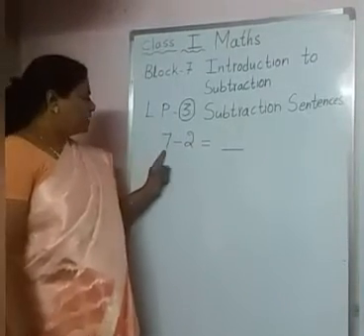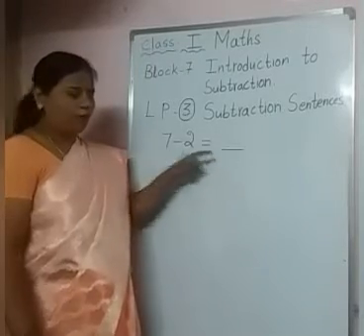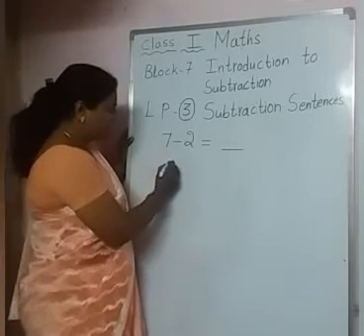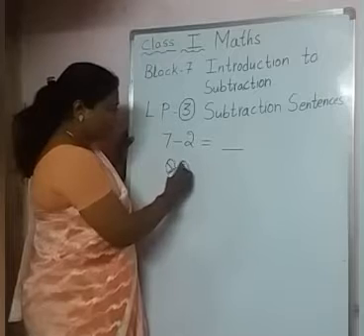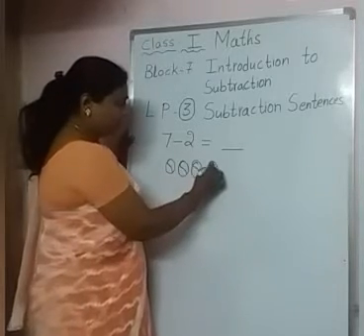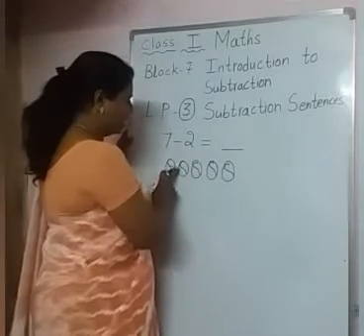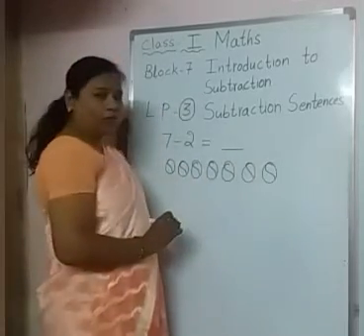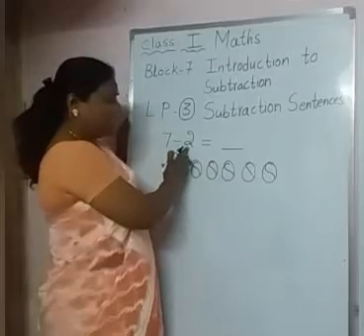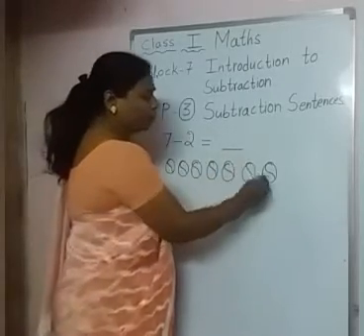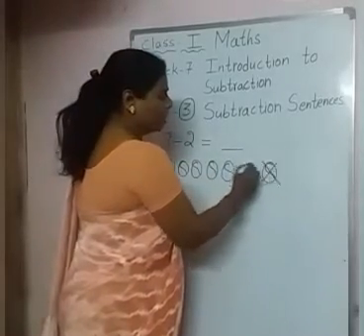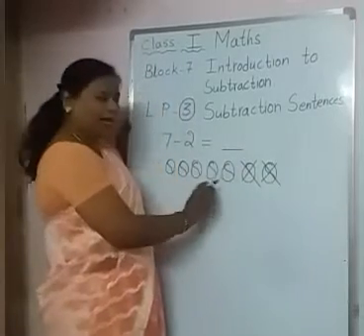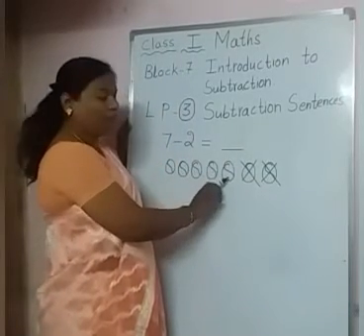Yes children, 7 minus 2 is equal to how much? First, what is the number? 7. So we have to draw 7 things first. 1, 2, 3, 4, 5, 6, 7. And then what do we have to do? We have to take away 2, remove 2, subtract 2, cross out 2. How many are left? 1, 2, 3, 4, 5.